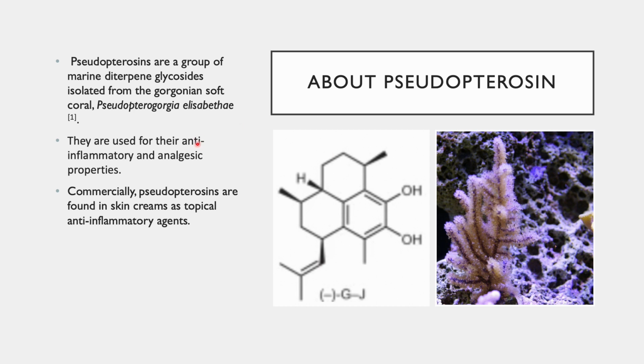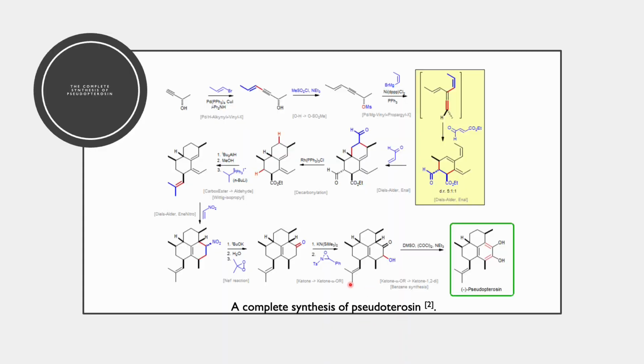They're mainly used for their anti-inflammatory and analgesic properties, which means they are commercially found in skin creams as topical anti-inflammatory agents. This is the full synthesis of pseudopterosin, and as you can see, it's a very beautiful synthesis. However, for the interest of this project, I shall only be picking out 3 reactions which I feel most relate to our course, and throughout the next few slides I shall be further expanding on these 3 chosen reactions.